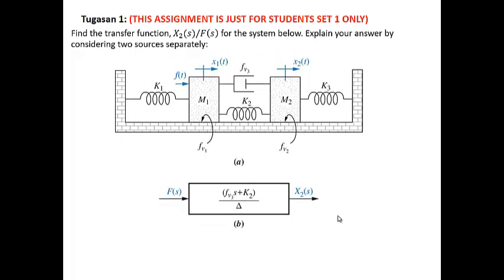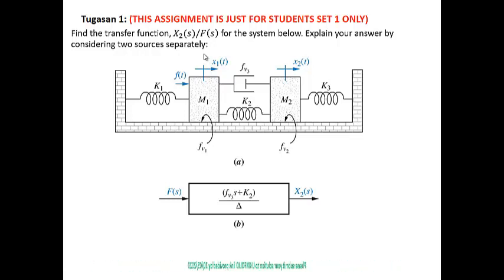Before we stop, we have our tugasan 1, but this assignment, this tugasan 1, is just for student set number 1 only. Untuk set nombor 1 sahaja perlu menjawab soalan ini. Find the transfer function of this mechanical translational system. This is your tugasan 1.